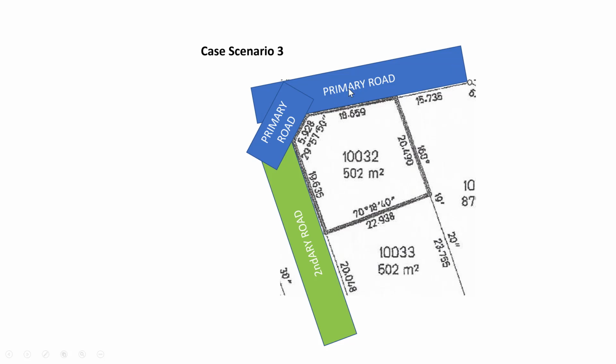Usually we define some of the sides as primary road as well as secondary road, because the rules of the city council are different for the setback. The setback is the area or the boundary that a house can be built inside the land. I will explain about that later.